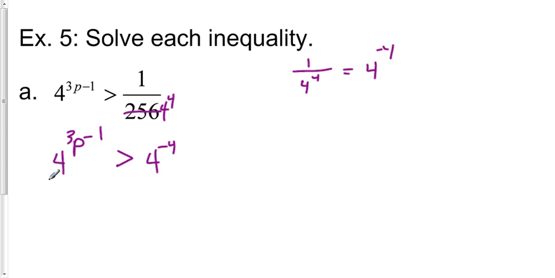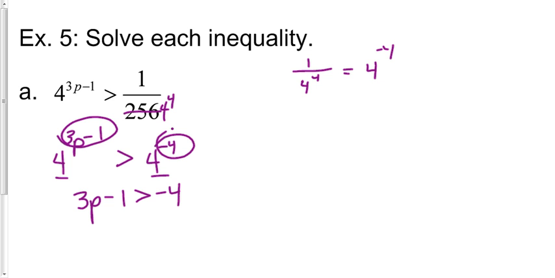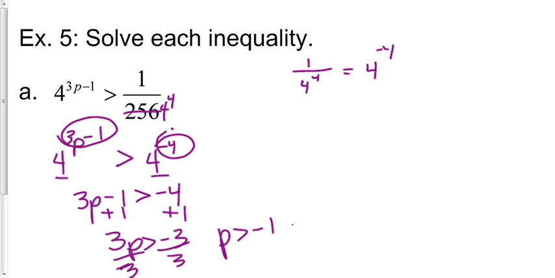So now I've got the base of 4 on each side, and I can set up my inequality using the powers. 3p minus 1 is greater than -4. We'll add 1 to each side. 3p is greater than -3. Divide each side by 3. And p is greater than -1. Okay? Again, you can check it pretty simply. If you want to plug it in, you can check to see that this side will be greater than 1 over 256.